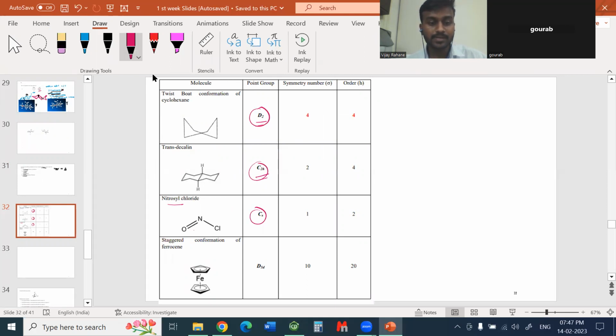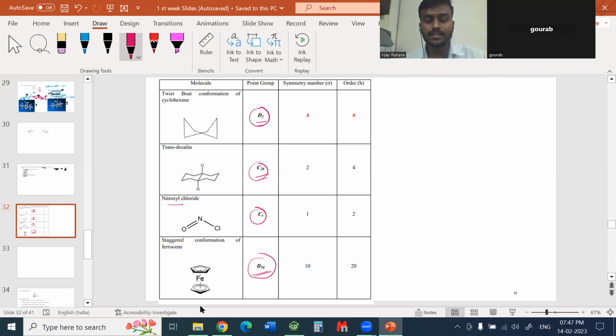And the staggered conformation of ferrocene. Ferrocene means two five-membered rings attached to an iron atom, Fe. So these are the four molecules, and this staggered conformation of ferrocene belongs to D5h.